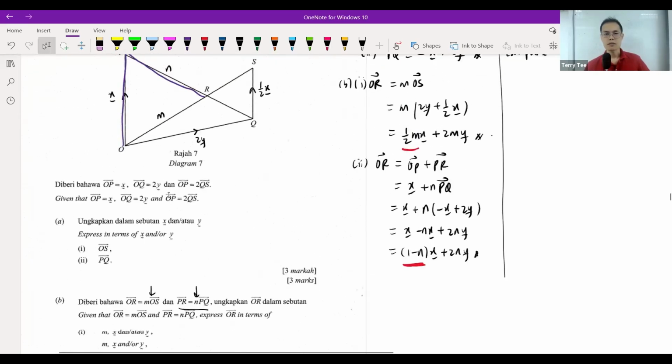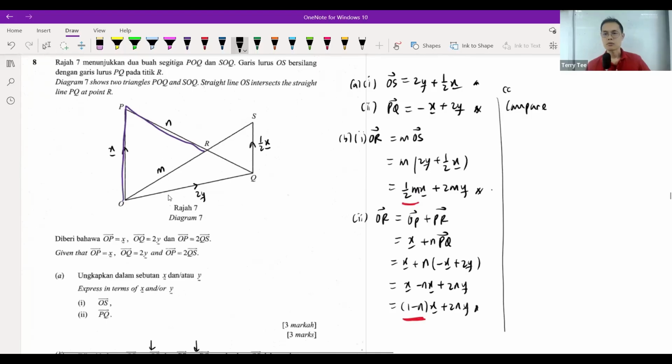Still part B. So no need to label. So we compare the coefficient of x. Half m is 1 minus n. You can times 2, m is 2 minus 2n. Call this equation 1. Then you compare your y.